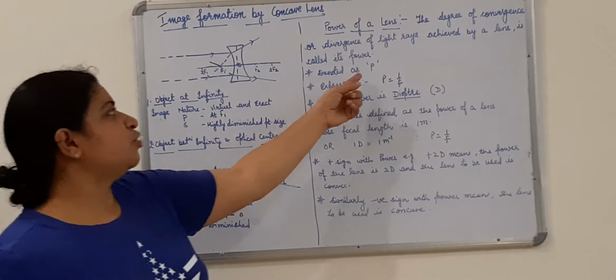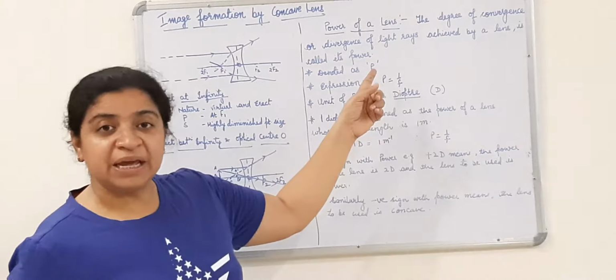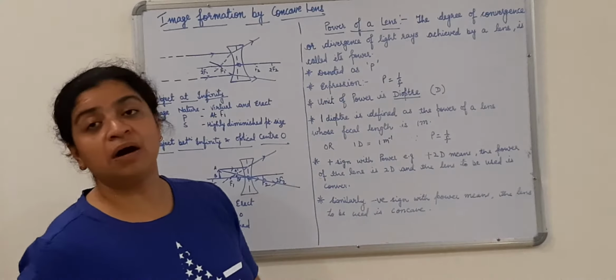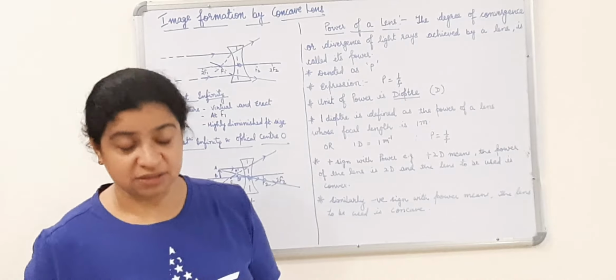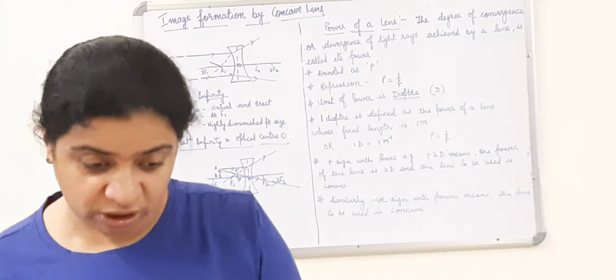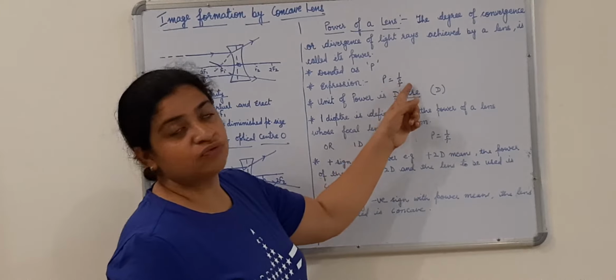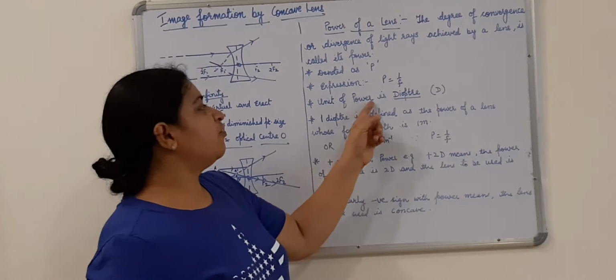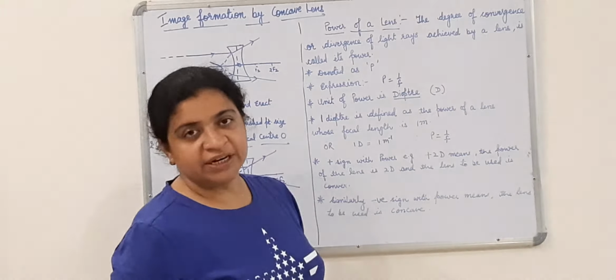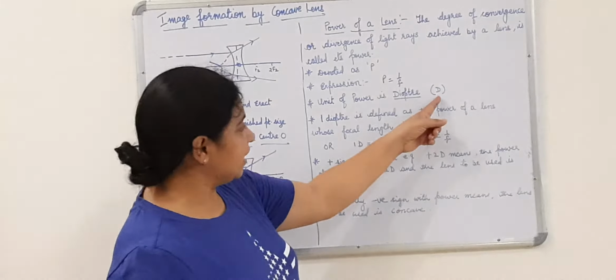So power is denoted by the capital letter P. The relationship between power and focal length: the question generally asked is, what is the relationship between power and focal length? Power is equal to the reciprocal of focal length. P is equal to 1 upon f. The unit of power is the diopter. It is denoted by capital letter D.